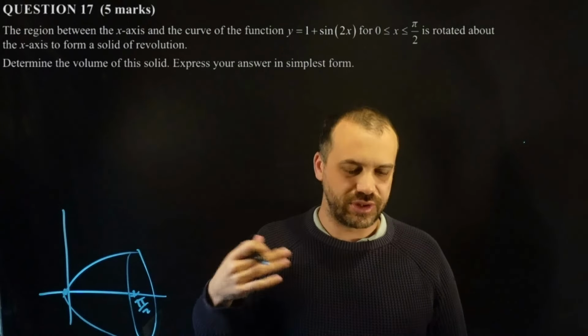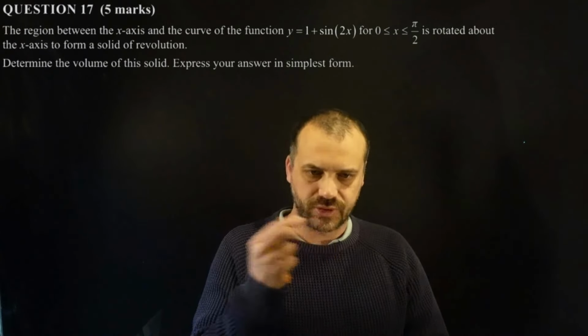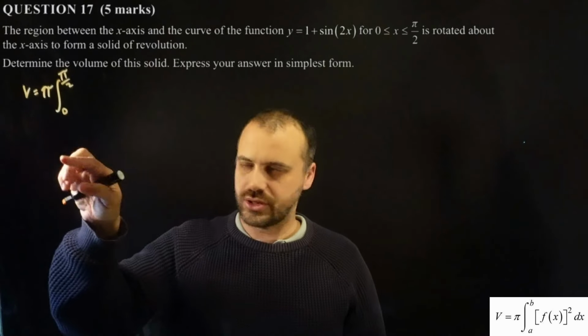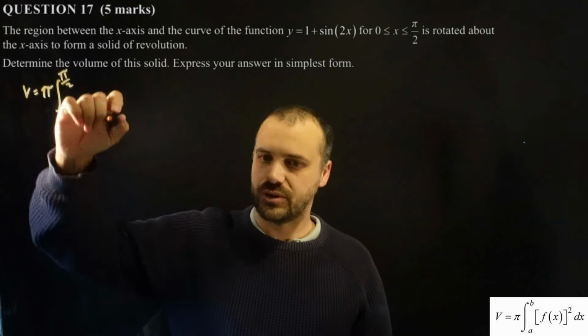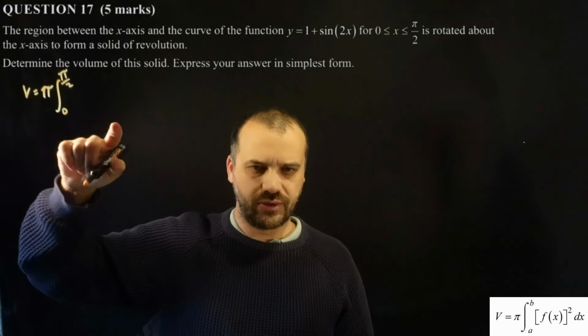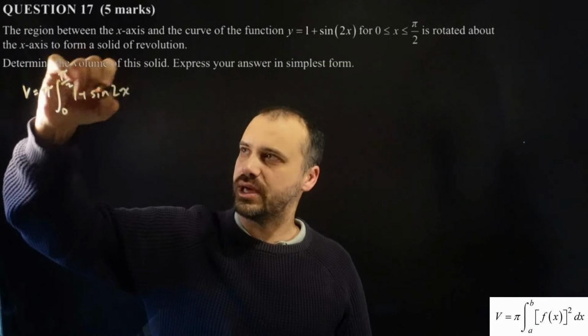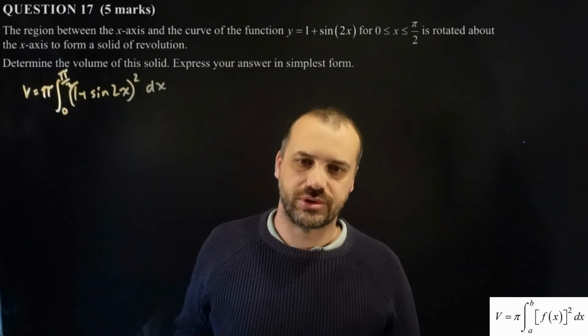Really, this is relatively straightforward. We're just subbing it into the volume of solid of revolution formula. So use your formula sheet. There it is right there. Let's write that down. All right, so the volume is going to be equal to pi times the integral between pi on 2 and 0 of the function, which is 1 plus sine 2x. But then we have to square the function with respect to x.